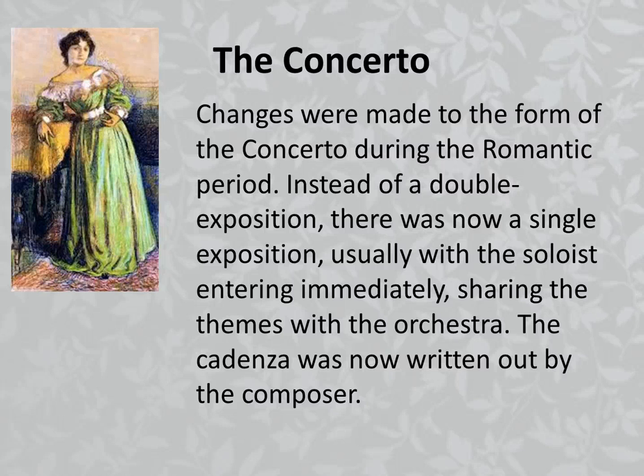The concerto. Changes were made to the form of the concerto during the Romantic period. Instead of a double exposition, there was now a single exposition, usually with the soloist entering immediately, sharing the themes with the orchestra. The cadenza was now written out by the composer. So instead of the actual performer, who was the soloist, showing and demonstrating whatever skills they wanted to, like a jazz musician might these days, or a rock musician in terms of a solo performance, the composer took back the control and wrote out the actual cadenza, the very fancy ending for the performer, because, as I said, they wanted more control.